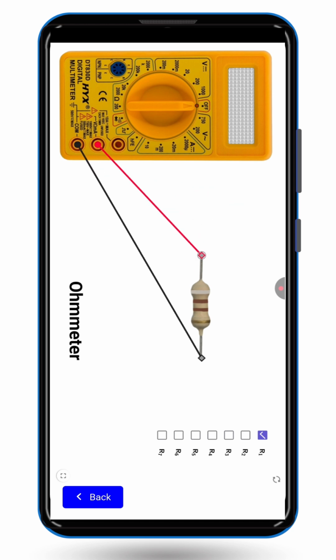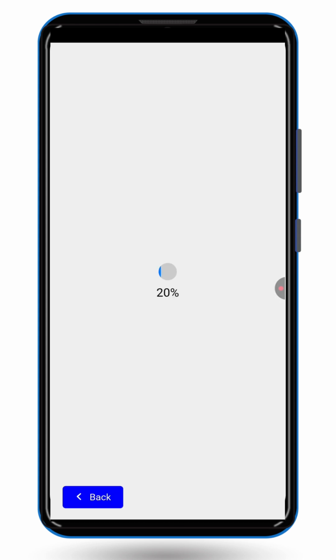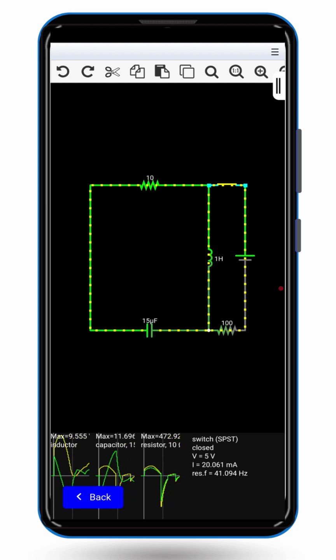Don't just read about circuits, build them. Master practical lab skills with interactive simulators for everything from Ohm's law to complex waveforms. And that's not all. This is your complete library for success.